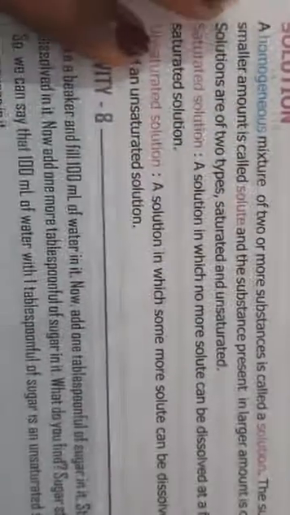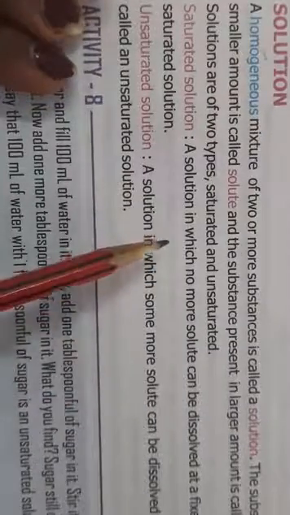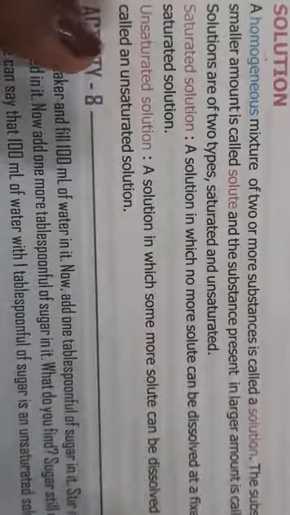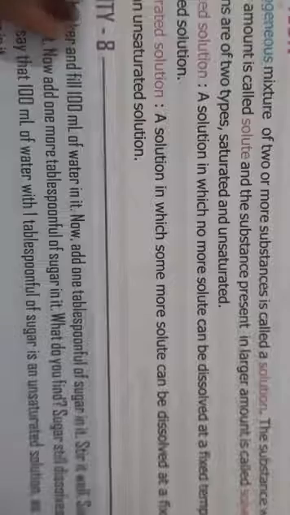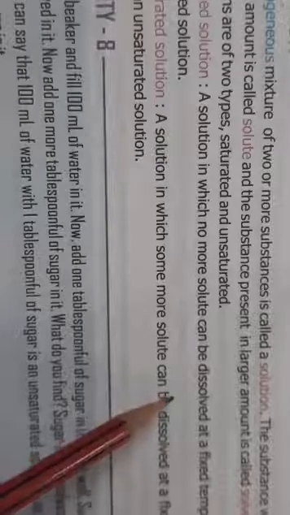Solutions are of two types. One is saturated solution and the other one is unsaturated solution. Now saturated solution is a solution in which no more solute can be dissolved at a fixed temperature. For example, children, if you are making a sugar solution, you take water and you keep on adding sugar in that. First you put 1 teaspoon of sugar, you will be able to dissolve it. Then second teaspoon, again you may be able to dissolve it. Third teaspoon, fourth teaspoon, you keep on adding sugar and try to dissolve it.